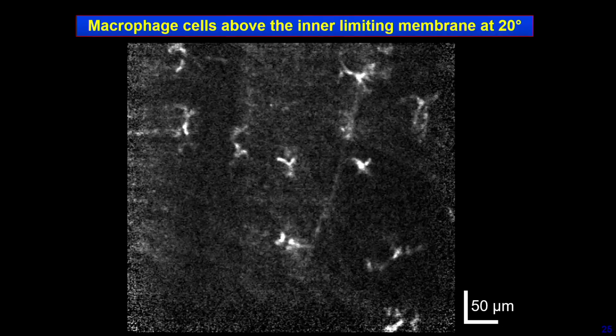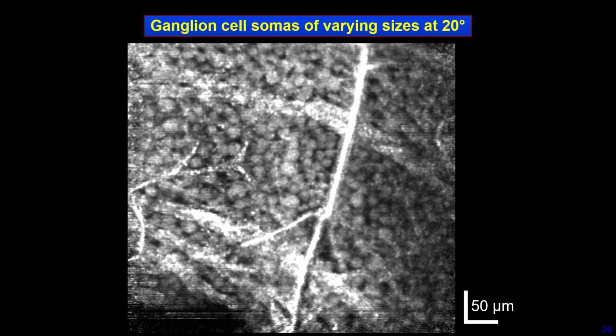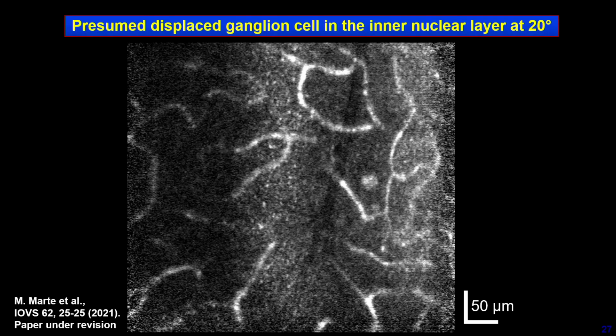These are the macrophage cells near the inner limiting membrane. These are the ganglion cell somas. We also observed one presumed displaced ganglion cell in the inner nuclear layer.